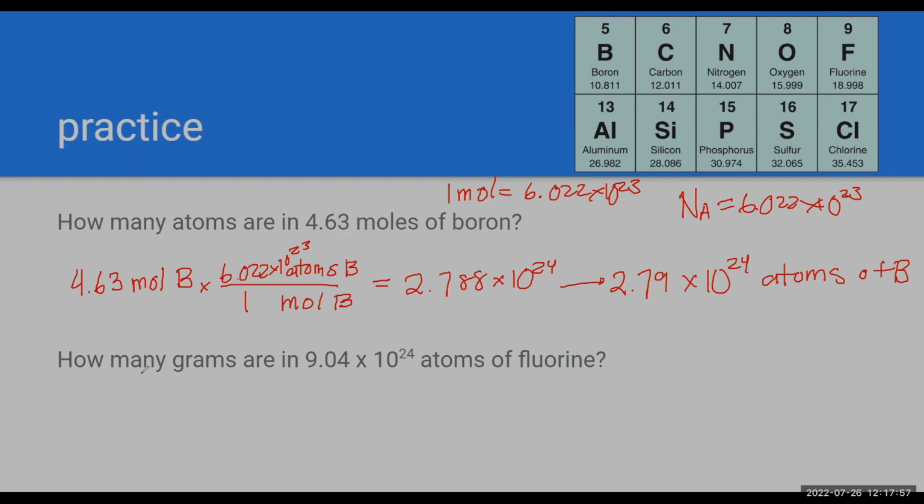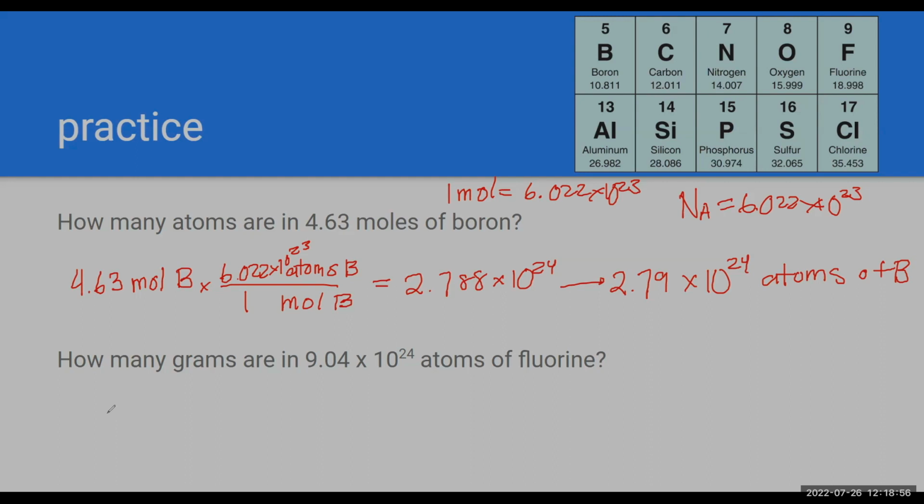So the next problem is how many grams are in 9.04 times 10 to the 24 atoms of fluorine. So I'm going to give you another minute or about 45 seconds to see if you can solve this one out on your own. And I'm going to go over it. All right, so how many grams are in 9.04 times 10 to the 24 atoms of fluorine?